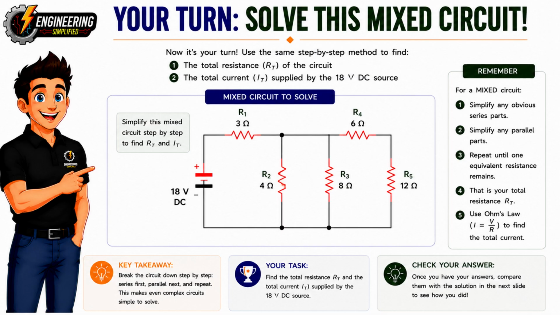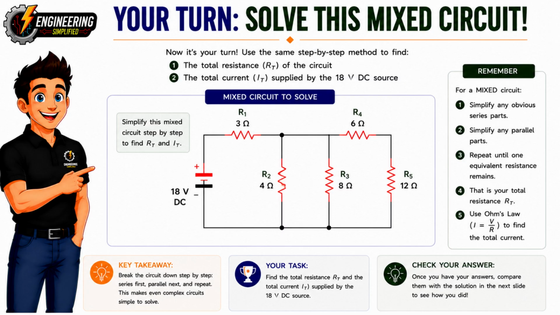This example uses the same step-by-step method we've just followed, but the resistor values and supply voltage are different. Your task is to calculate 2 values, the total resistance of the circuit and the total current supplied by the 18-volt source. Start by examining the circuit carefully before doing any calculations. First, look for resistors that are connected in series. Here, R4 and R5 are connected end-to-end, so those 2 resistors can be added together first.